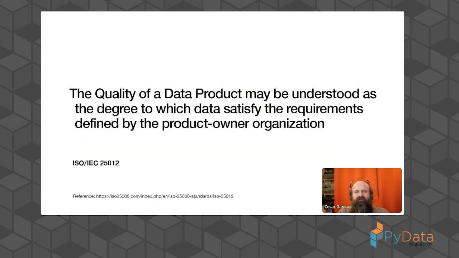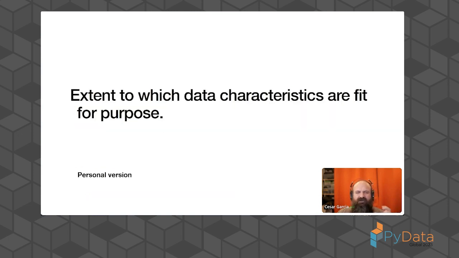So what do we mean by data quality? The data quality of a data product might be understood as the degree to which data satisfy the requirements defined by the product owner organization. This looks very nice, but might not be really easy to comprehend. So my short definition is: what is the extent to which the data characteristics are fit for purpose.